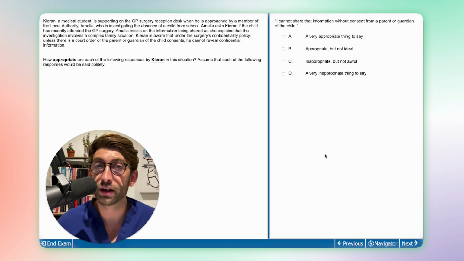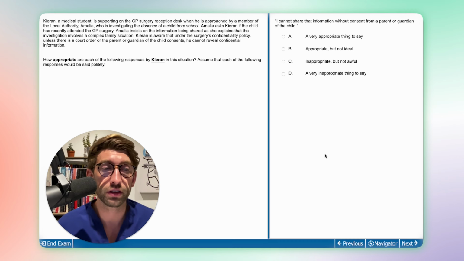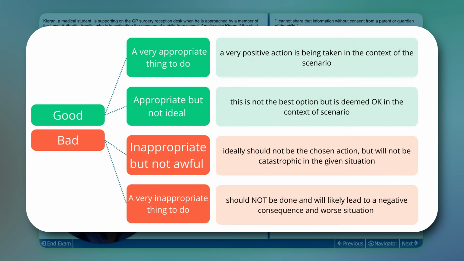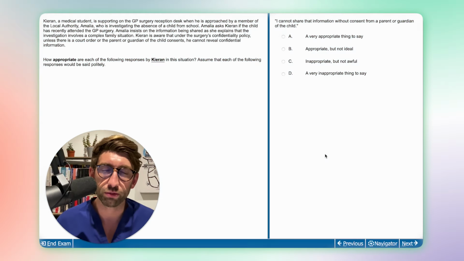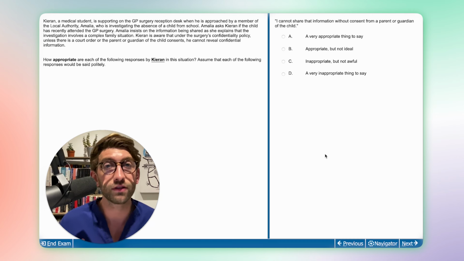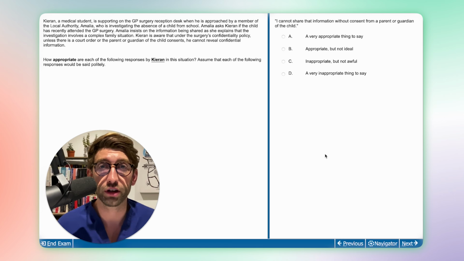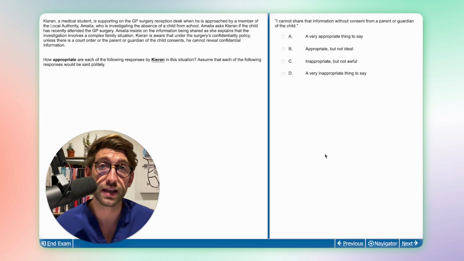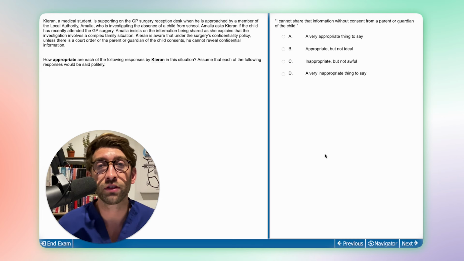So let's just briefly remind ourselves what we're talking about when it comes to the appropriateness. If it's a very appropriate thing to do, it's a very positive action being taken in the context of the scenario. An appropriate but not ideal is that it's not the best option, but it's deemed okay given the context. And then let's look at a very inappropriate, because that helps us define inappropriate but not ideal. A very inappropriate thing to do is that it should not be done and will likely lead to a negative consequence and a worsening of the scenario. And finally, the inappropriate but not awful is that it is not an ideal action to take, but it's also not catastrophic given the scenario.